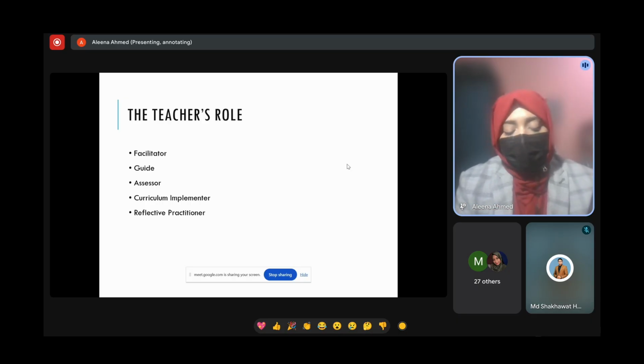Reflective practitioner, definitely a good teacher is one who not only teaches but learns side by side and learns throughout their journey. So a teacher is one who is always learning with their job, because no matter how much advanced we have got in our field, as we get some new learners, we also get some new challenges, right?